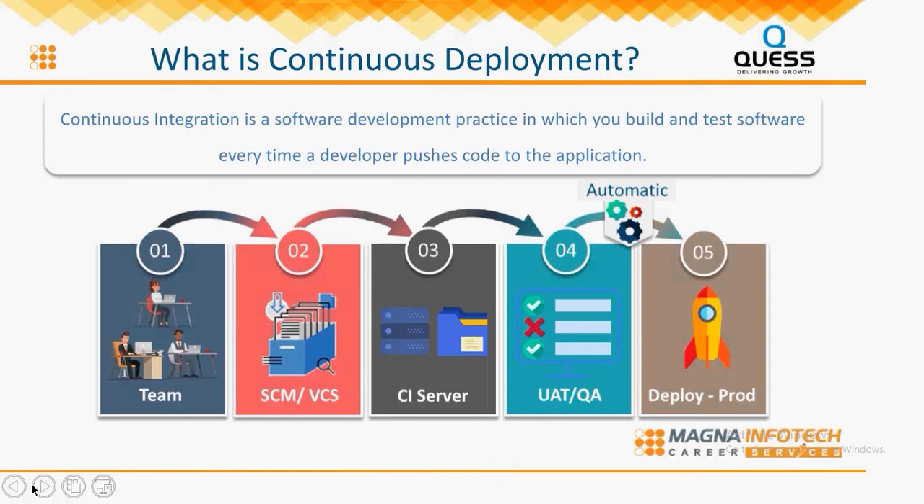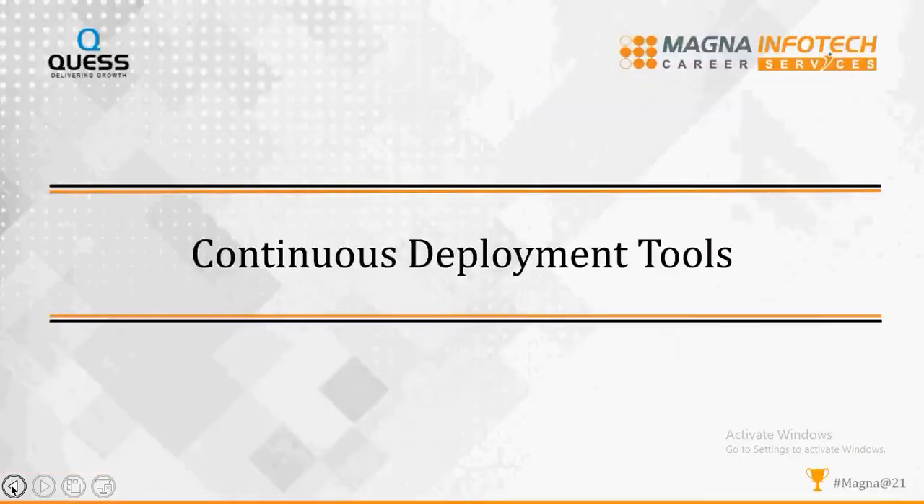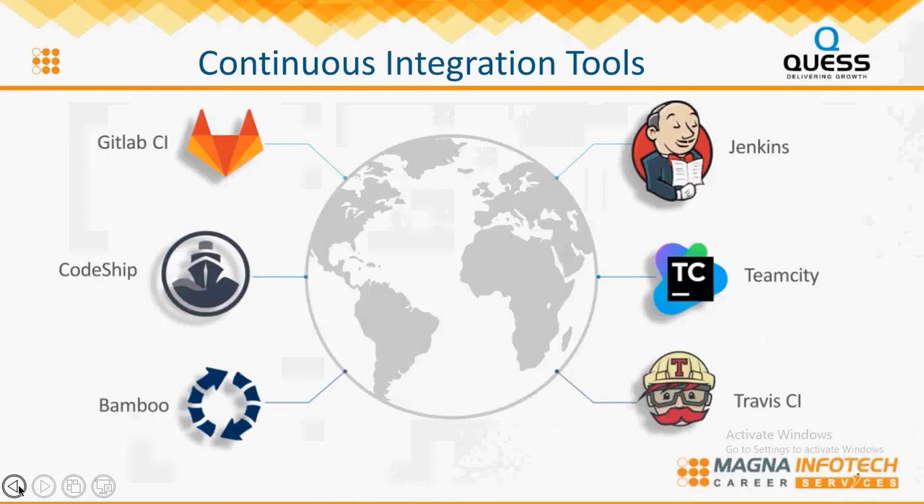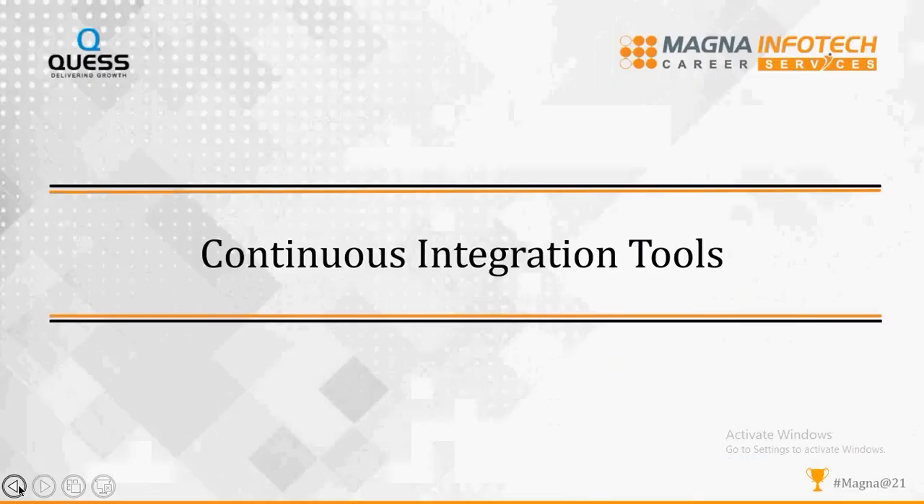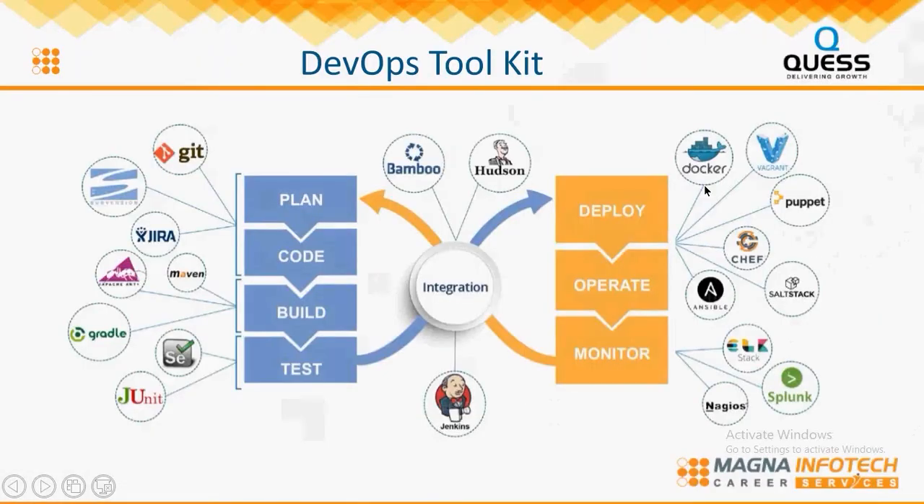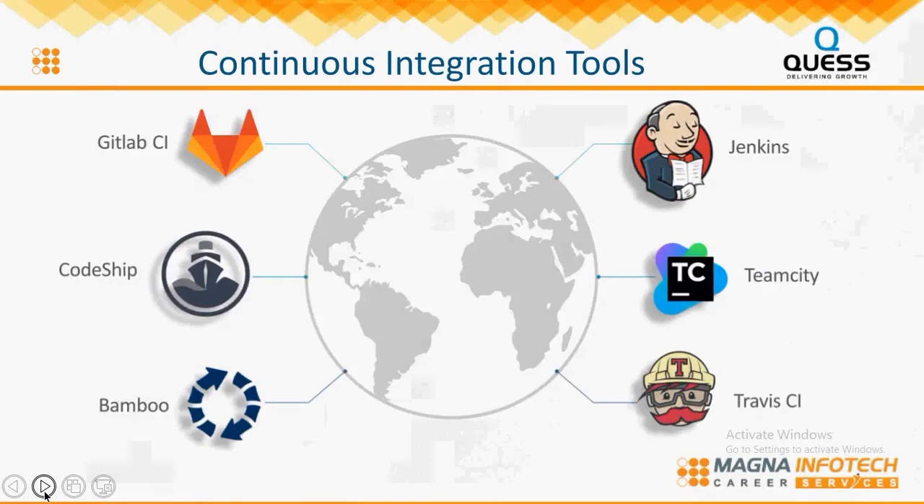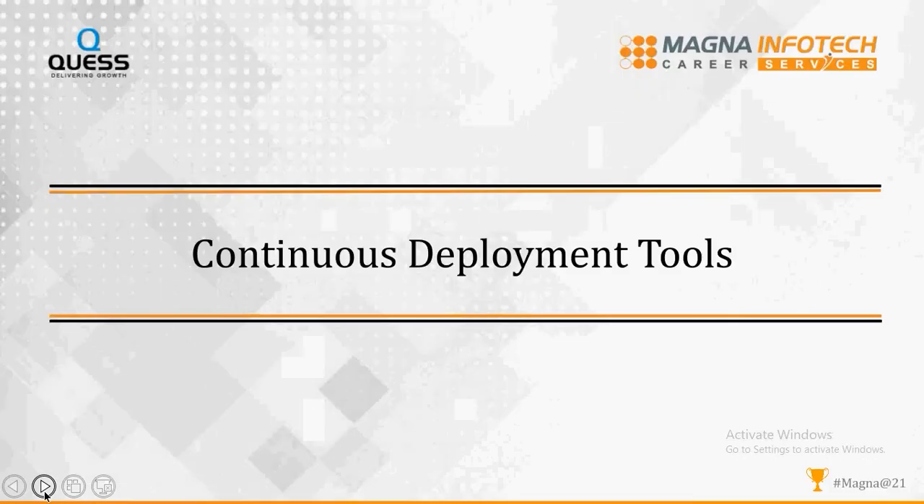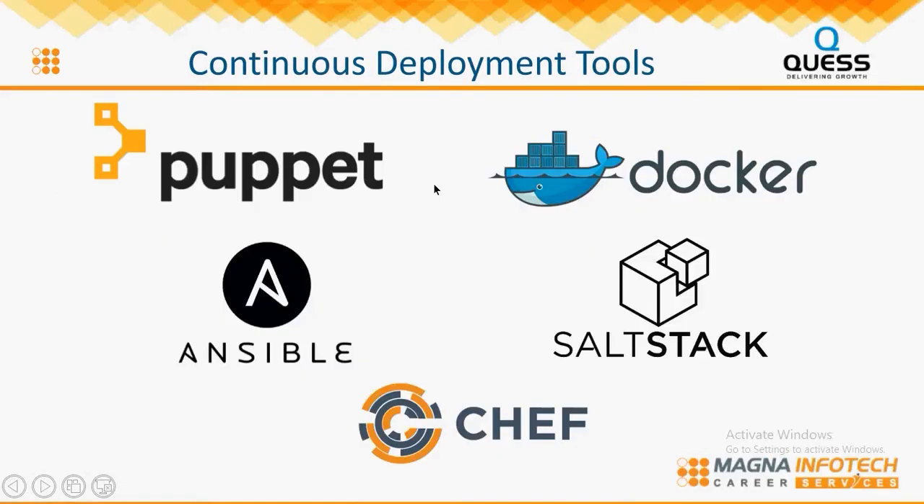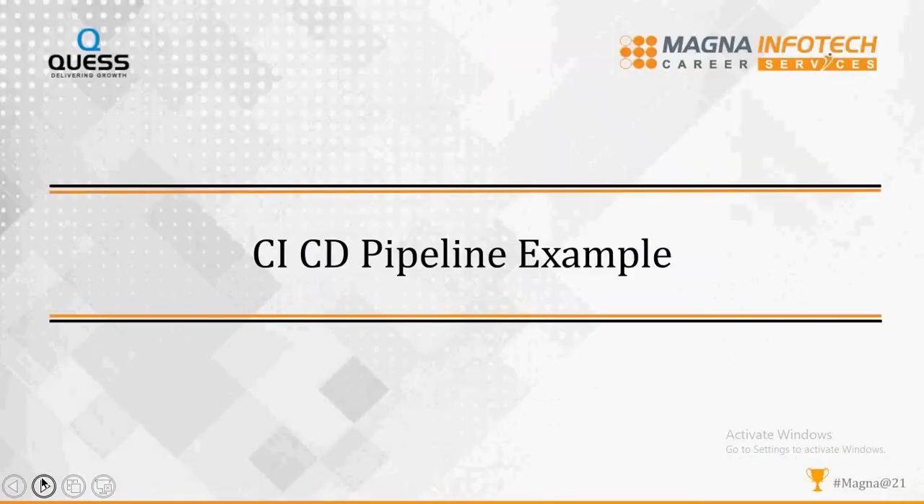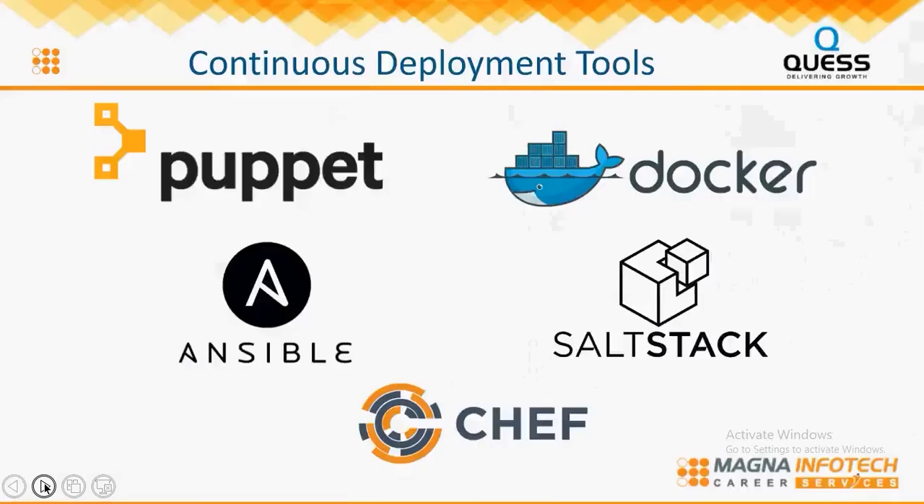So using tools like Docker, Puppet, Ansible, Chef, SaltStack, you can deploy the code very easily. There you go: Puppet, Docker, Ansible, SaltStack, and Chef. These are the tools which will help you to deploy them easily on the fly. This will do it on the fly.